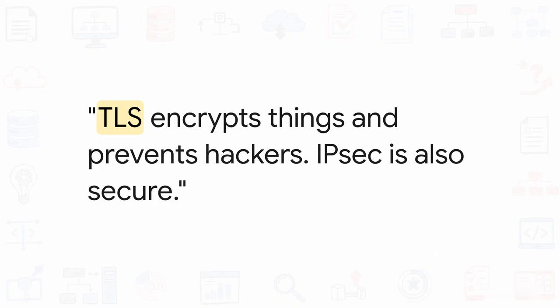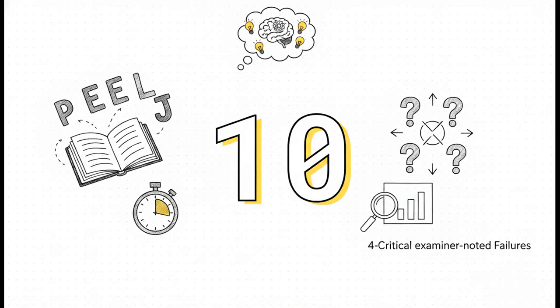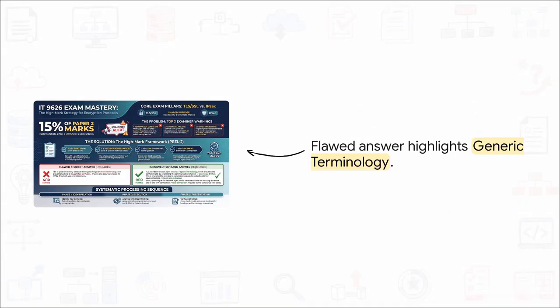I'm giving you exactly 10 seconds on the clock to spot the critical, examiner-noted failures in this data packet. Think back to the PEEL-J framework. Think about that four-prompt mechanism. What is missing here? Clock is ticking. And time's up. Look at the red pen markings on the bottom left. You can see exactly why an answer like that would only pull a 4 out of 10.